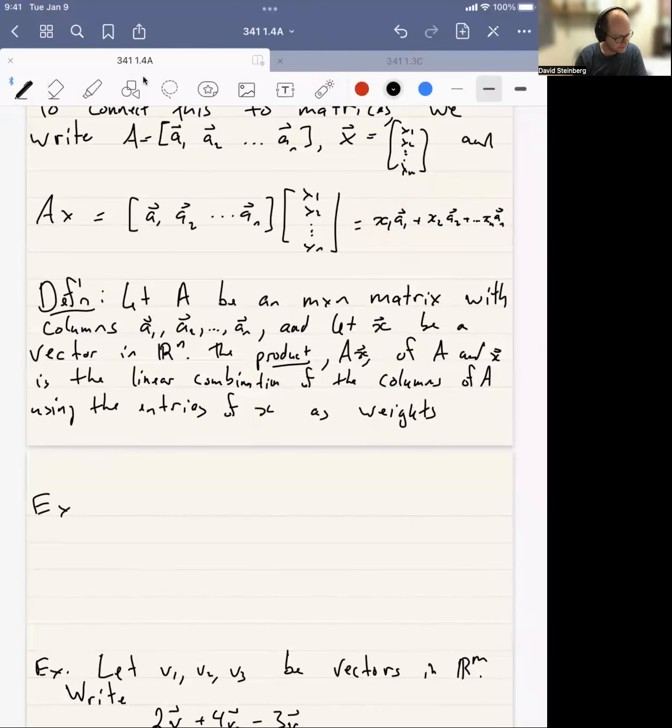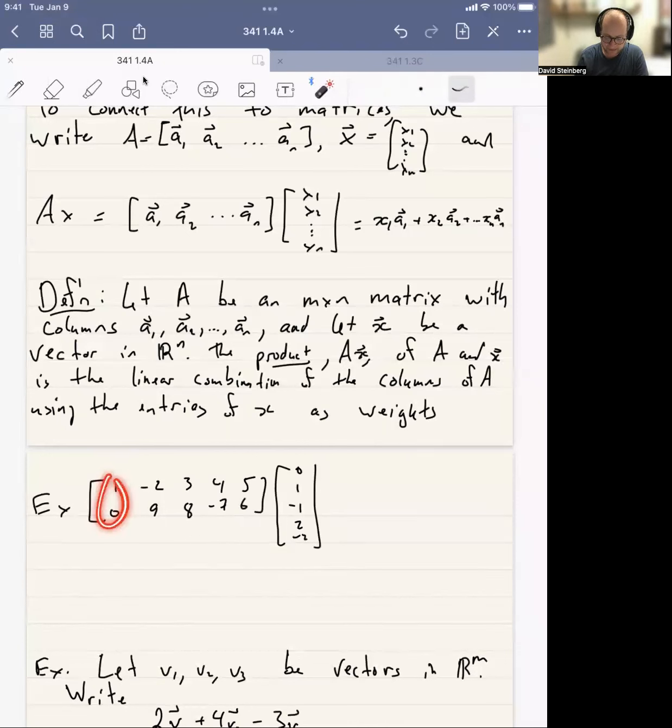Okay, and this is all sounding very fancy, but if we write down a concrete example, it becomes not so fancy, more concrete. So let's take a look at an example. Let's look at our matrix, maybe 1, 0, -2, 9, 3, 8, 4, -7, 5, 6. So this is a 2 by 5 matrix. So we better have a 5 by 1 vector here: 0, 1, -1, 2, -2. And what the definition says above is just that we should take each of these column vectors and use these entries as weights and make that linear combination to get the product of these two things.